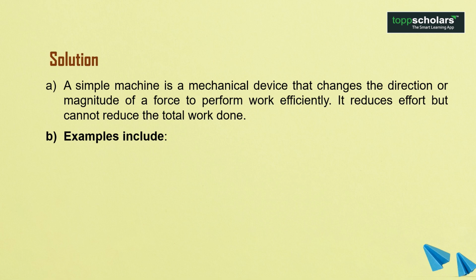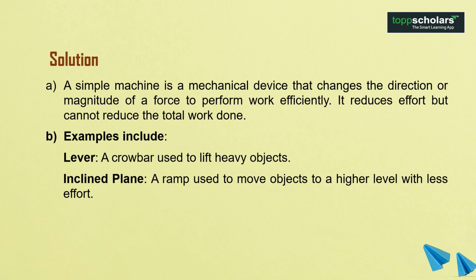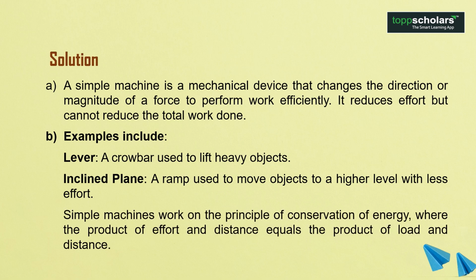Part B, the examples are a lever, a crossbar used to lift heavy objects. Inclined plane, a ramp used to move objects to a higher level with less effort. Simple machines work on the principle of conversion of energy, where the product of effort and distance equals the product of load and distance.